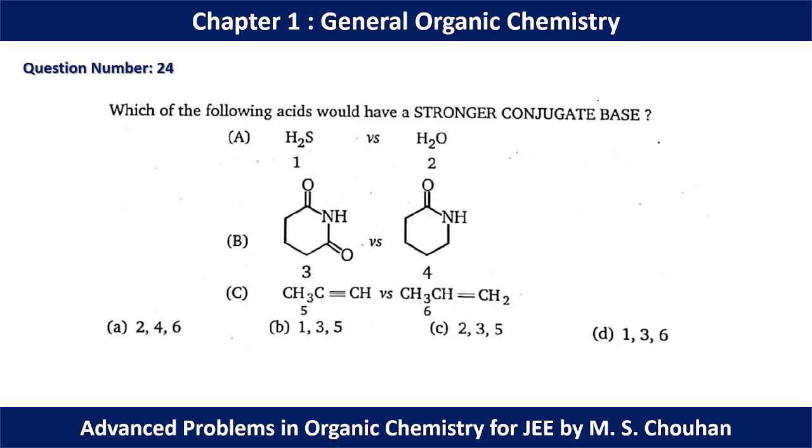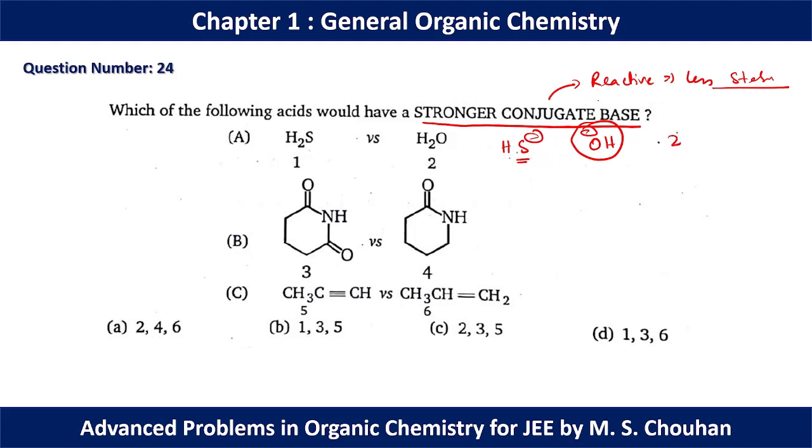In question number 24, which of the following acids would have the stronger conjugate base? A stronger conjugate base implies that the conjugate base should be more reactive, and more reactive implies that it should be less stabilized. So here we have to go for the less stabilized conjugate base. Now if we compare the conjugate base HS minus with OH minus, sulfur has vacant d orbitals. That's why HS minus is much more stabilized by back bonding or by resonance with the vacant d orbital. So between HS minus and OH minus, OH minus is much stronger. We have to find the stronger one, so between 1 and 2, 2 is much stronger.